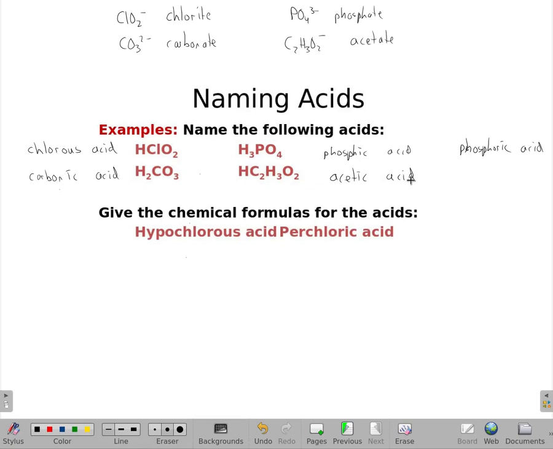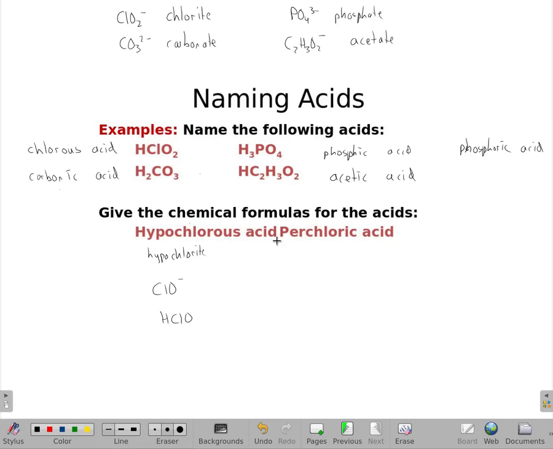All right, now going the opposite way. I give you hypochlorous acid. Since it's OUS, we know that is hypochlorite, which is on our table. It is ClO minus. To make the formula for its acid, we're going to put one H for every single negative. So hypochlorous acid is HClO.